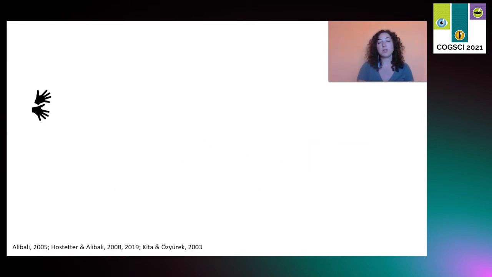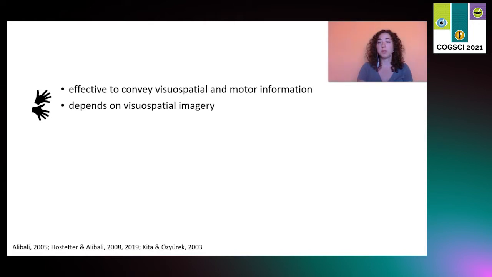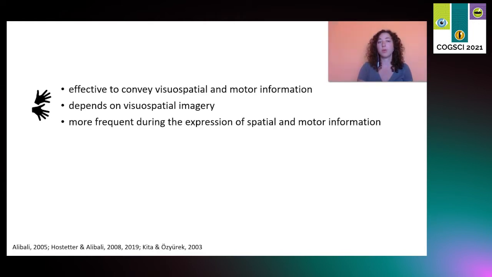Another goal of our study was to experimentally test how people express auditory motion events using iconic gestures. Because iconic gestures are an effective tool to convey visual, spatial, and motor information, because they represent such information directly from a mental image. And many gesture production theories claim that gesture depends on visual spatial imagery, thus occur more frequently during the expression of spatial and motor information.